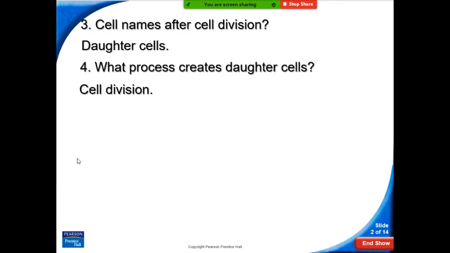Process creates daughter cells in cell division. And there are 2 types of cell division. Mitosis produces daughter cells that are identical, 2 of them. Meiosis produces daughter cells that are different from the parent cells, and it produces 4 of them.